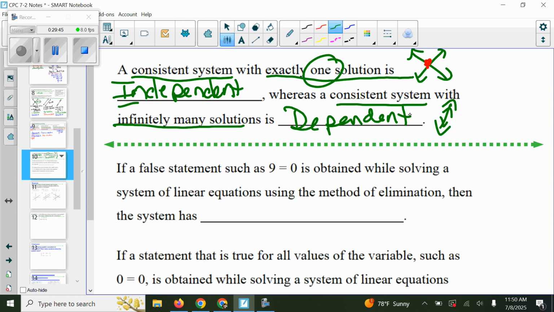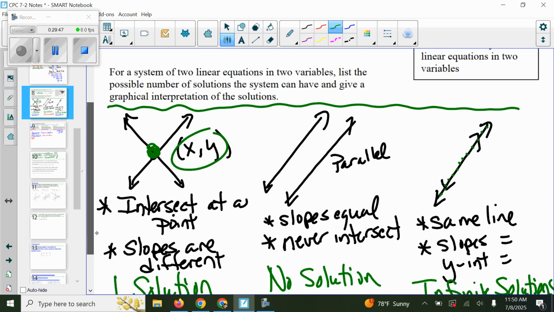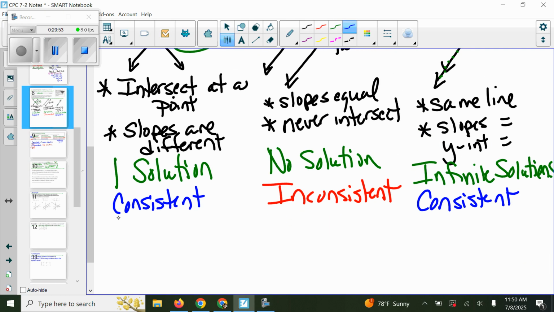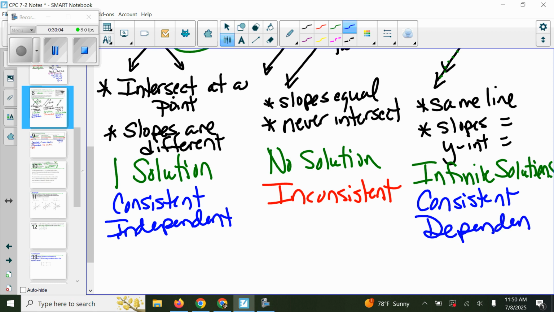So I'm going to go back and we're going to label that as well. For our consistent ones, we said consistent, one solution for that first picture here. That would be an independent system because it stands alone. There's only one solution. The one that was consistent that had infinite solutions, we would call that dependent. So if you're a consistent system, you're either independent or you're dependent. That's the other part. If you're inconsistent, you're just inconsistent. Like you don't have a solution.